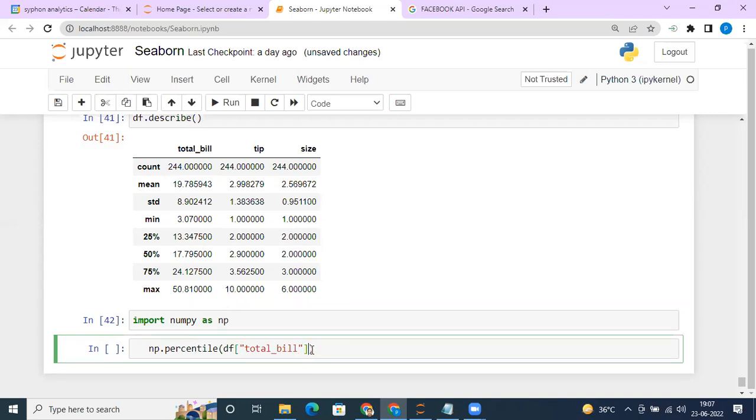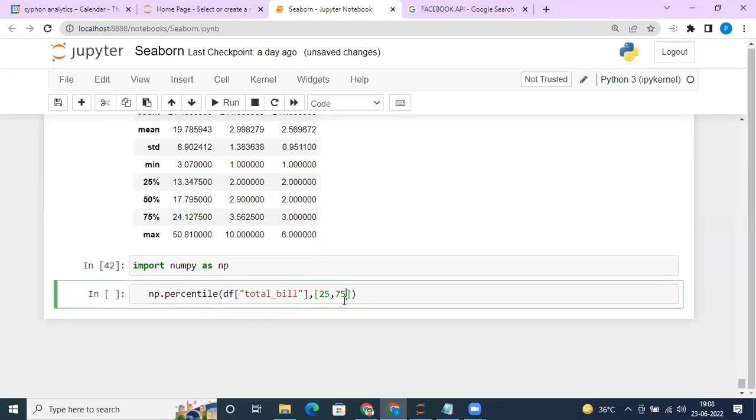Now, which percentile values you want to find out? I want to find out two values. Remember, Q1 and Q3. So Q1 is 25 percentile, Q3 is 75 percentile. So mention this 25 and 75. It will return me two values. First will be your Q1, second will be your Q3. So I can mention here: first one is Q1, comma, second one is Q3. Because first is 25 percentile, second is 75 percentile.